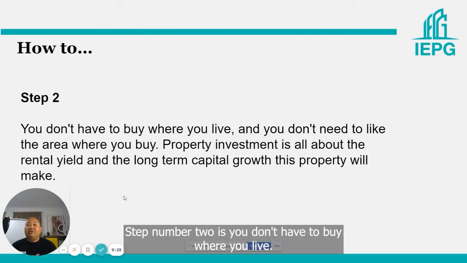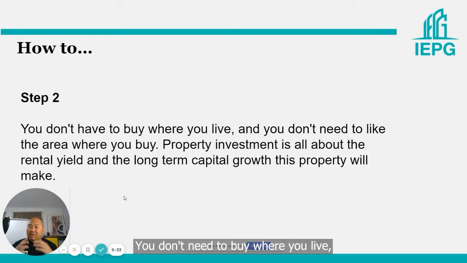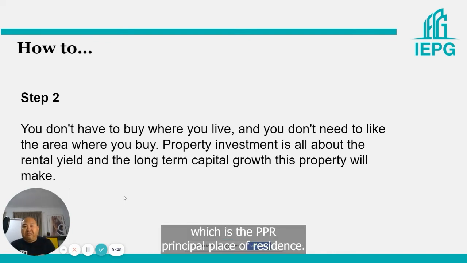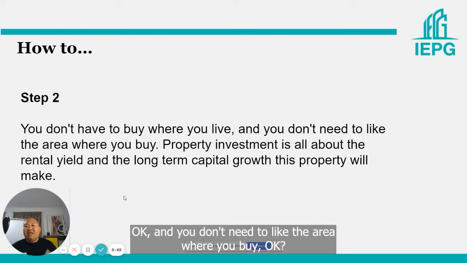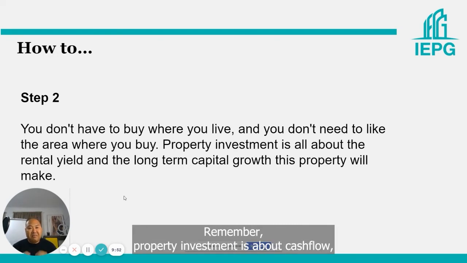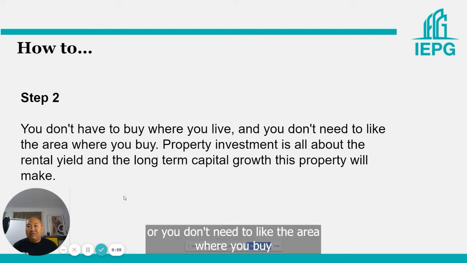Step number two is you don't have to buy where you live. This is where a lot of investors get it wrong. You don't need to buy where you live. 90% of investors tend to buy where they live, which is the PPR, principal place of residence. That is wrong. And you don't need to like the area where you buy. Remember, property investment is about cash flow.